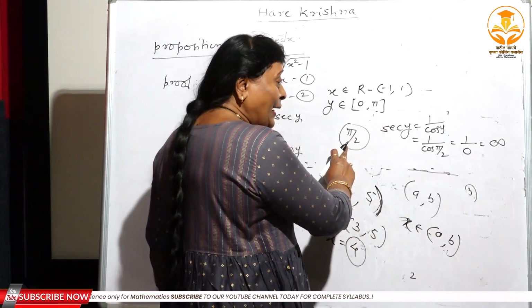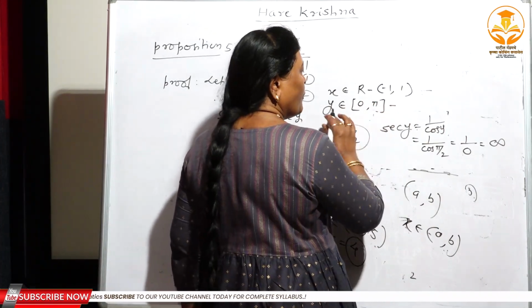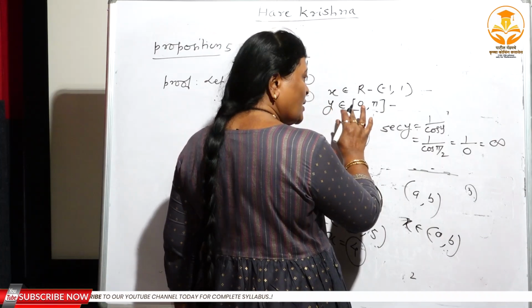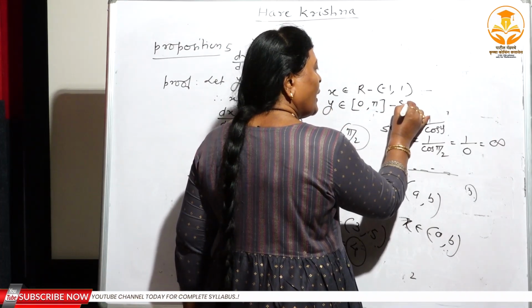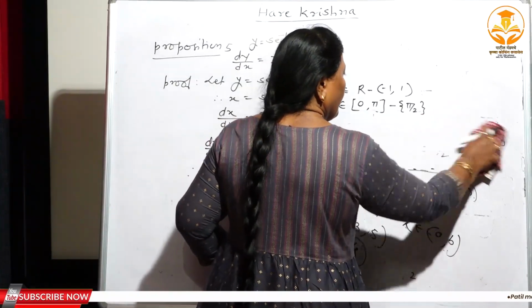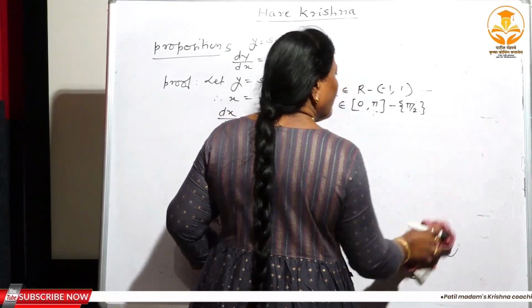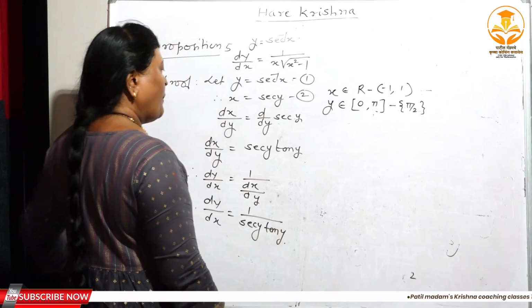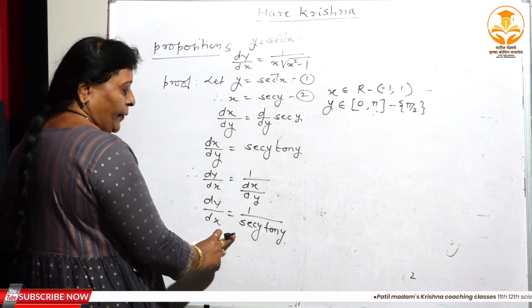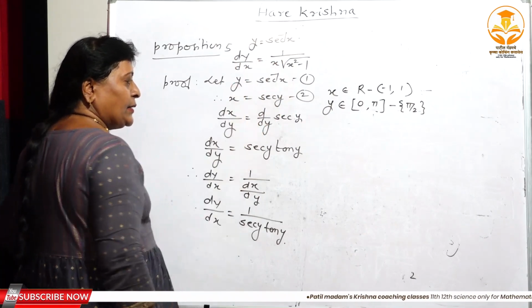Therefore, you have to eliminate this value from this interval. Therefore, y belongs to 0 to pi, but here you have to write that y should not be equal to pi by 2. Therefore, you have to subtract this, right? So here y belongs to 0 to pi, but y does not take the value pi by 2, isn't it? Now here again, dy by dx is in the form of a x, right?